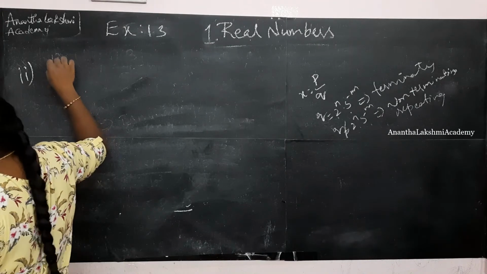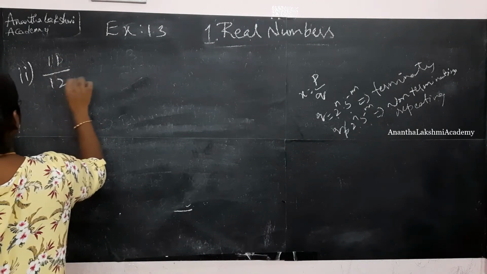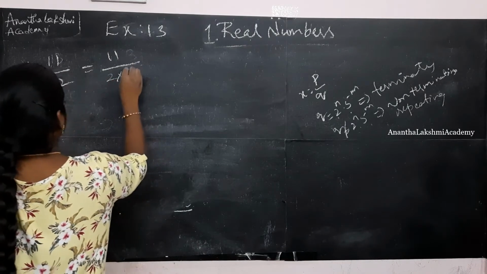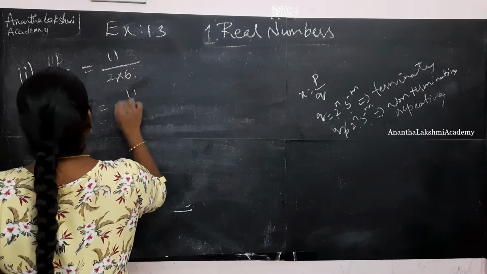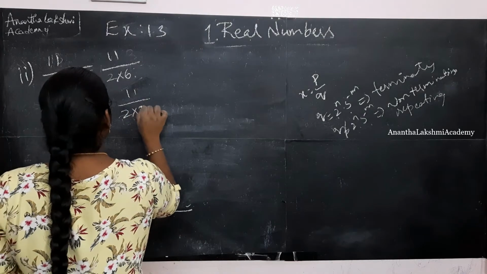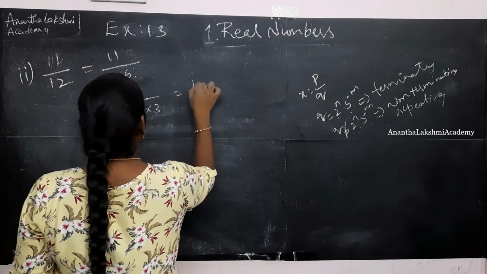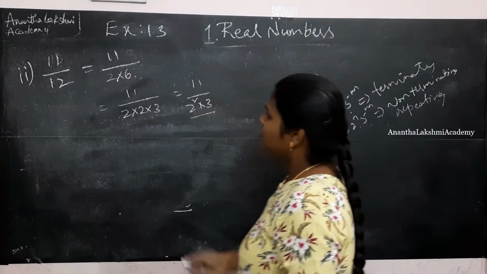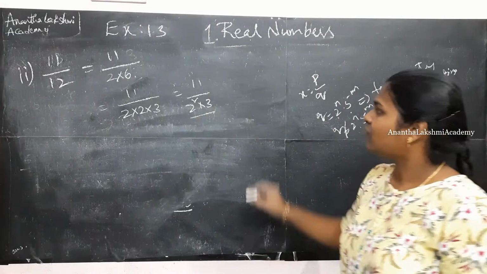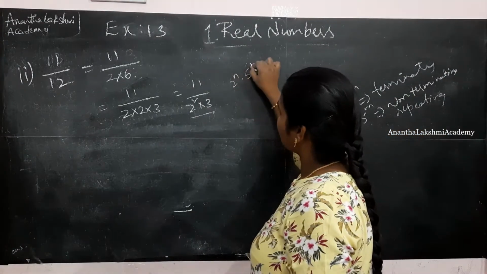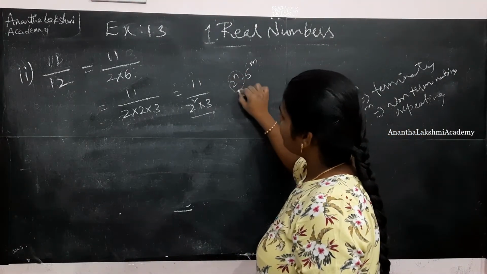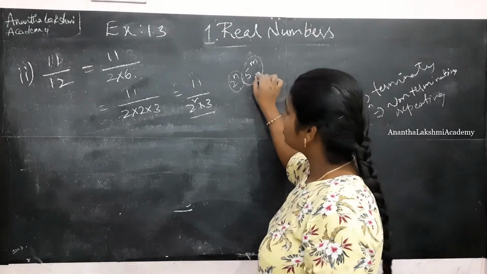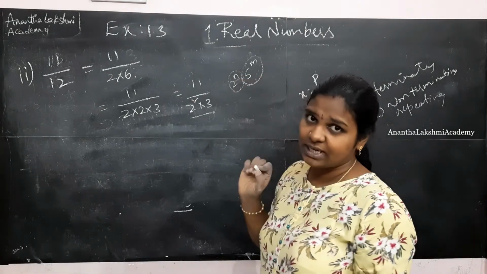Consider bit number 2, 11 by 12, wherein 12 can be expressed as 2 into 6, which is 2 into 2 into 3. Here, if you consider, this is expressed in the form of 2 square and 3, but not in the form of 2 power n or 5 power m. If it is expressed only in terms of 2 power n, that is also fine. If it is expressed in terms of only 5 power m, that is also fine, because the other power we are assuming as 0.